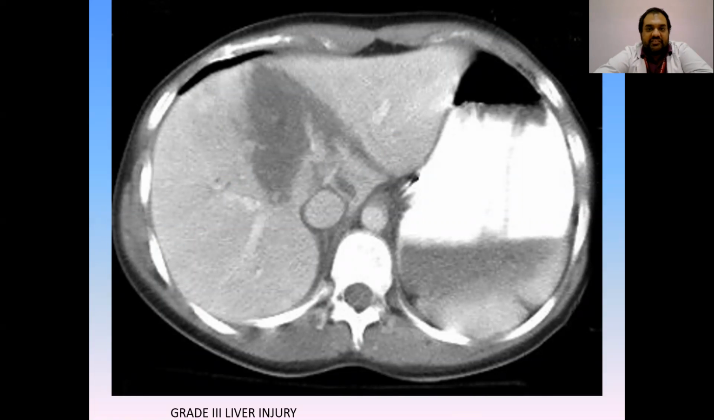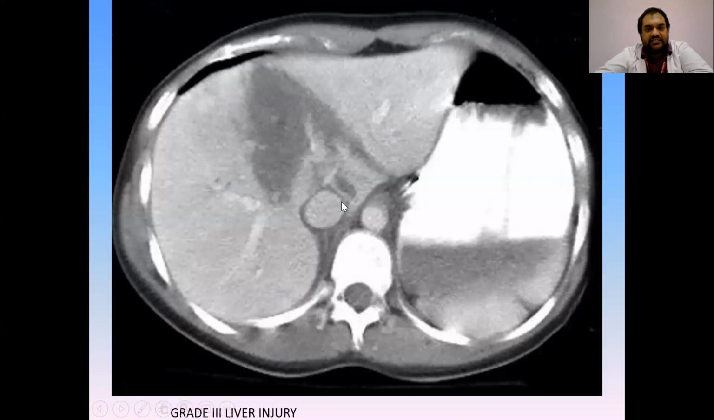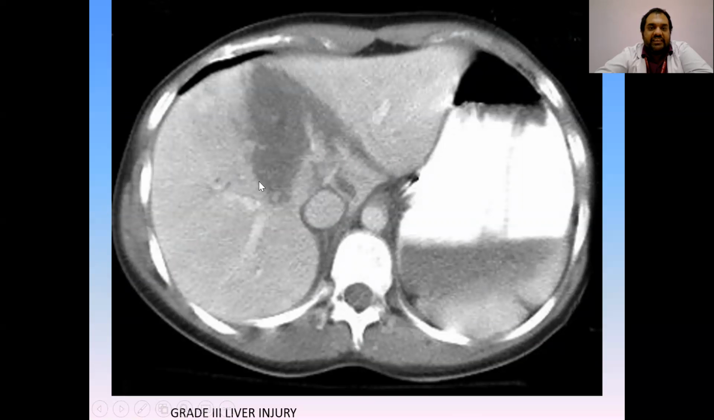This is the axial section of the CT showing the grade 3 liver injury. You see the hypoechoic region noted in the right lobe of the liver, and it is not extending into the left lobe. And parenchymal disruption of more than 3 centimeter, but it is involving only less than 35% of the hepatic lobe.